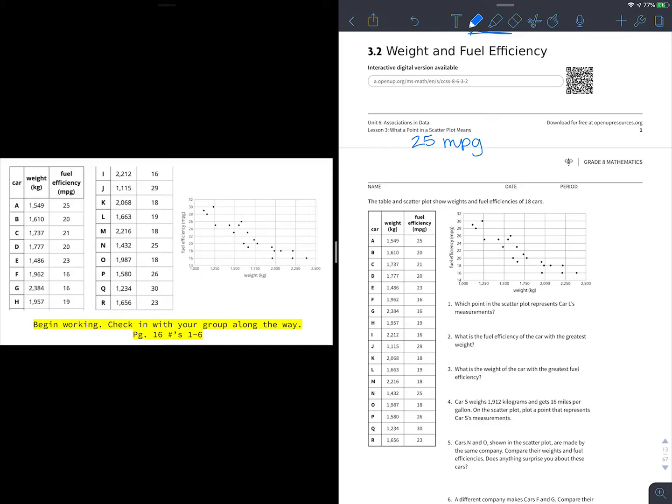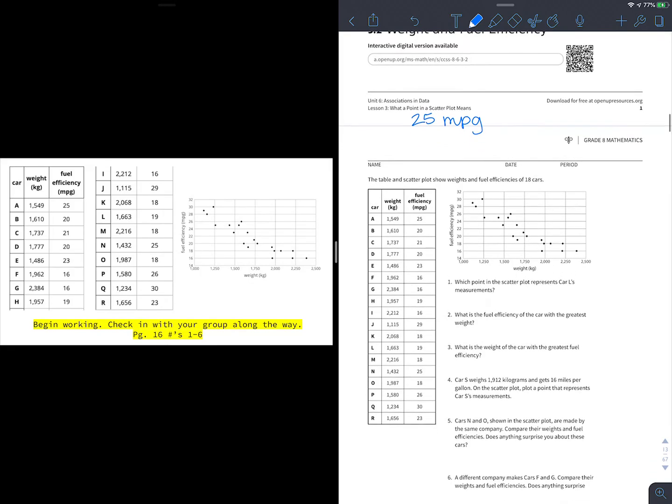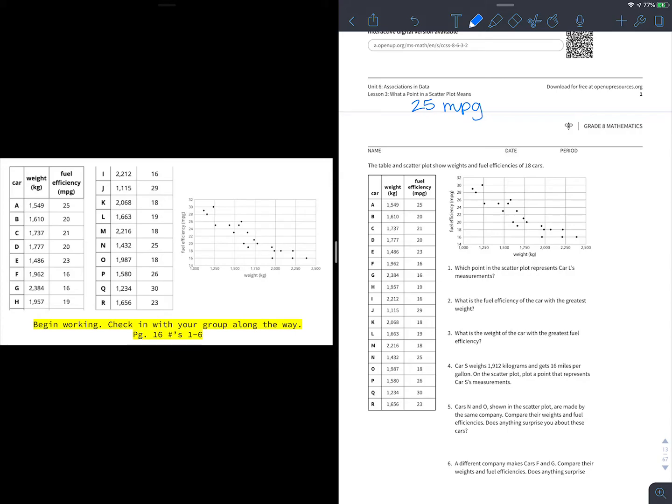So you're going to work through the information in your books about the weight and the fuel efficiency. You have a table, and you do have a scatter plot. And there are 6 questions that you're going to go through and answer. So let's pause and take a moment to reflect on some of these.